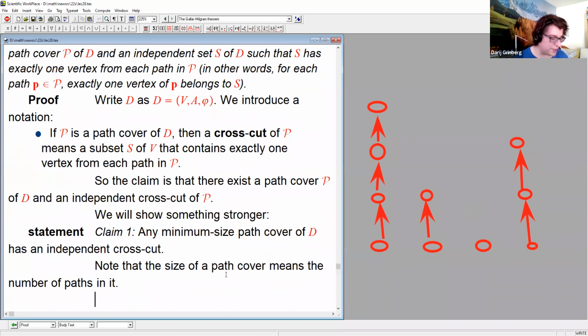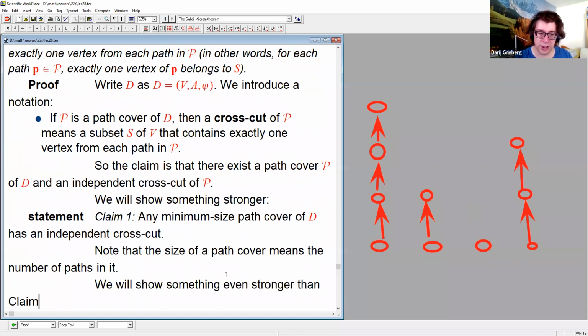Okay, but this is not the end of the totem pole again. We will show something even stronger. And I'm not doing this for fun. I'm doing this because actually the stronger claims are easier to prove. This is one of the wonders of induction, where if you make the theorem stronger, suddenly the induction becomes easier. So to state this stronger claim, we need more notations.